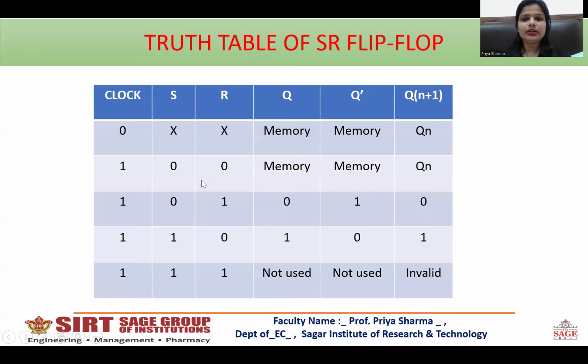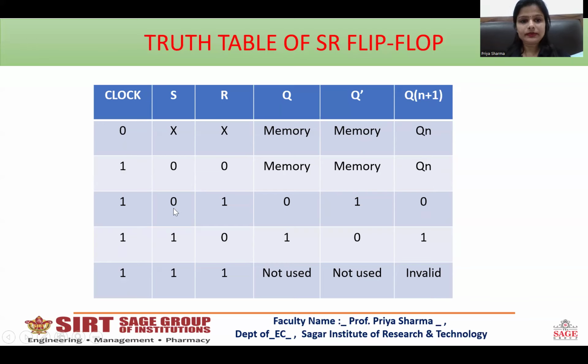This is the truth table of the SR flip-flop. When the clock is not given, irrespective of the values of S and R, the output will remain in the memory element. When the clock is 1 for the entire cycle, then depending on the values of the inputs, the output changes accordingly. Like when S and R are 0, 0, the output will be the memory element and the next state will be the present state.